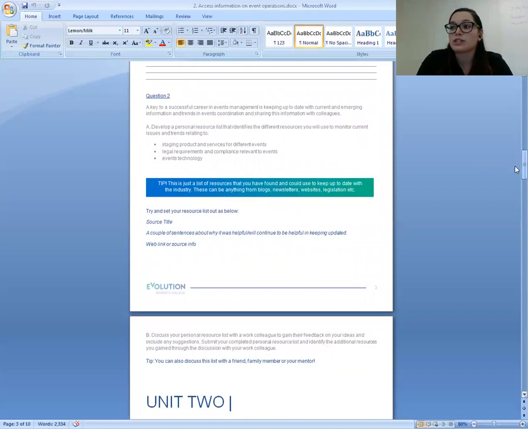But basically what we're wanting to do here is we've got 3 separate sections of the events information, and you're going to split your sources into these. So you've got your staging, product and services for different events, your legal requirements and compliance relevant to events, and your events technology. So you're going to be using your research skills that you've learned in your first question to go through and find some resources for these 3 sections. There's no real limit to this, but I would like at least 3 per section, so 9 in total.